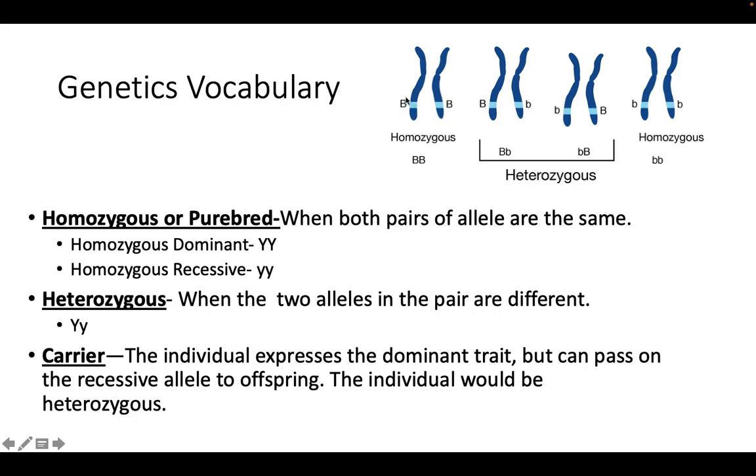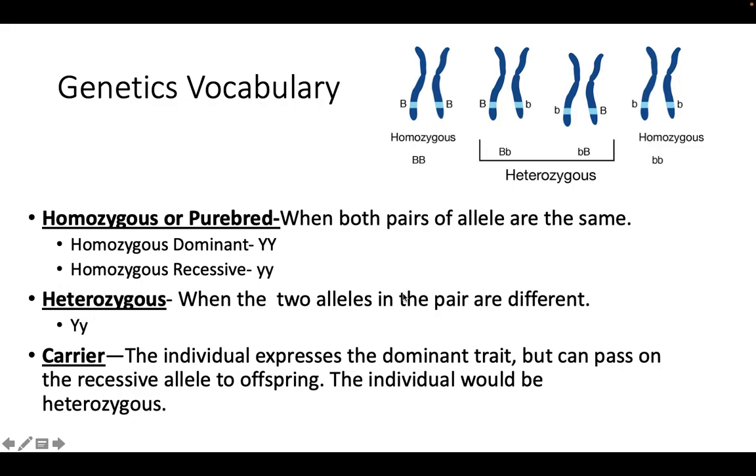Homozygous is going to be the same letters. It doesn't matter whether they are dominant or recessive. Homozygous, or purebred, just means it can only pass on that particular trait. So both alleles are the same. Remember, homo means same.